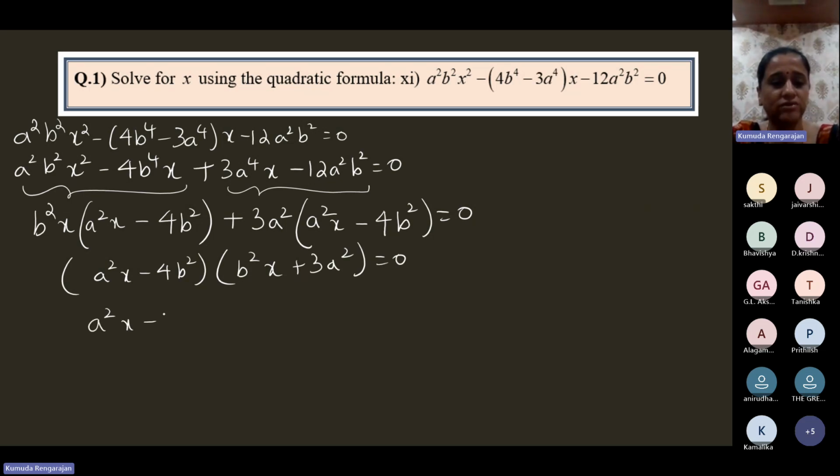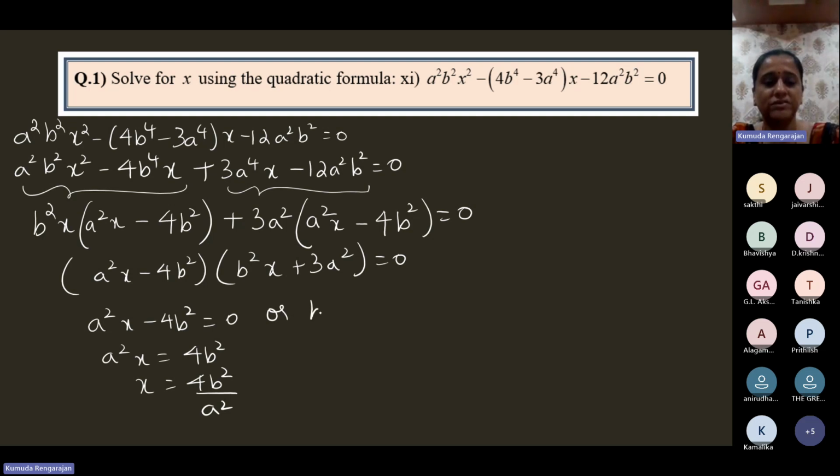a squared x minus 4b squared is equal to 0. a squared x is equal to 4b squared. We're solving for x, so have the x term on one side and take the non-x term to the other side. The term which does not have x, take it to the other side. We're solving for x, so x term on the left-hand side. a squared x is equal to 4b squared. So x is equal to, not a squared is equal to. We are finding the value for x. So x is equal to 4b squared by a squared.